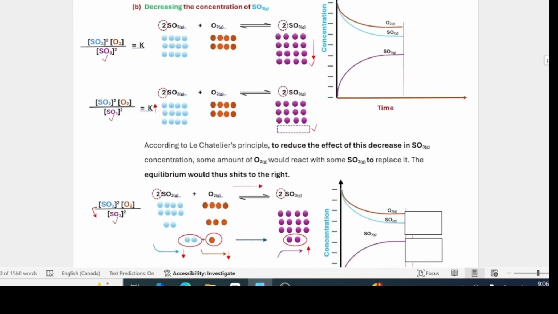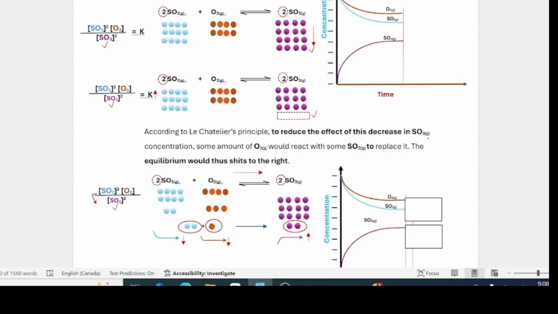We'll now be decreasing the concentration of sulfur trioxide. So these are the initial concentrations at equilibrium, but now we are decreasing the concentration of sulfur trioxide. That is what it was before, and this is a new concentration here. So according to Le Chatelier's principle, if we remove something, what's going to happen? The system will shift in a direction so as to replace it.